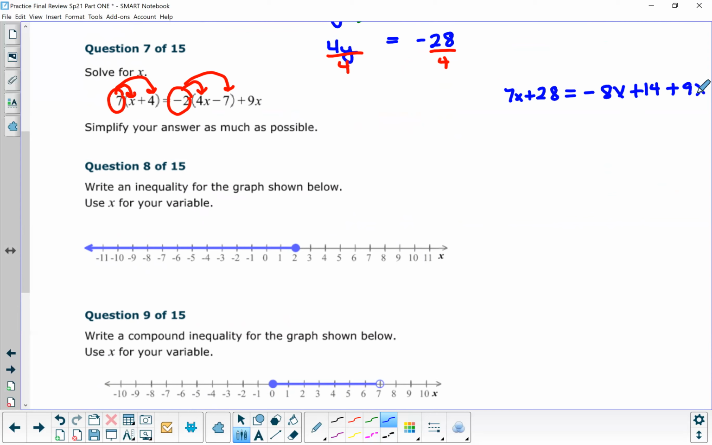We're not distributing to the 9x because that's not in parentheses. Okay, now on the right side, we can simplify further because the -8x and the plus 9x are like terms. So that combines to 1x, and then bring down the plus 14. And on the left side, I'll bring down the 7x plus 28.